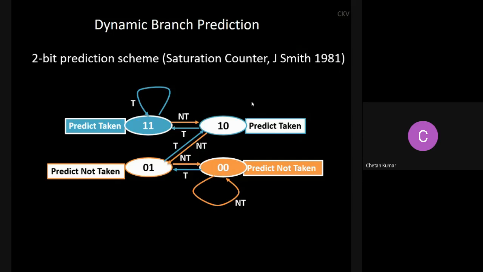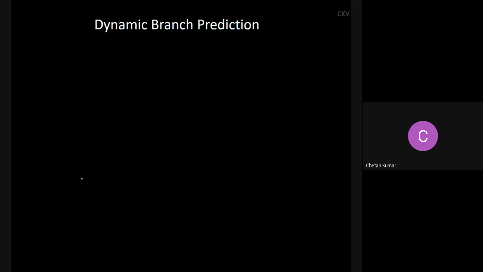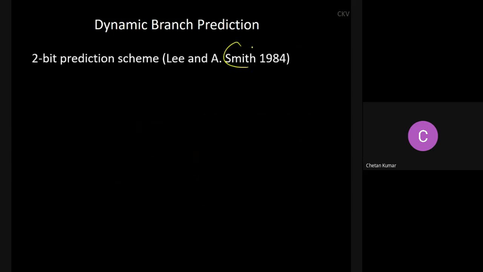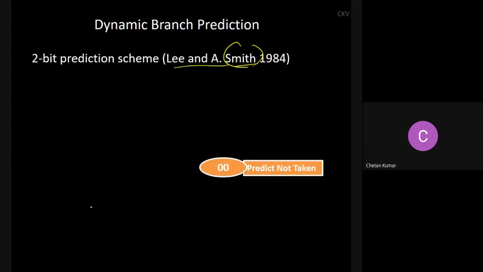So this was one variety of a 2-bit prediction scheme. And then the other scheme, which coincidentally was invented by another Smith. It's not the same Smith; it's another Smith. So here it's slightly different.